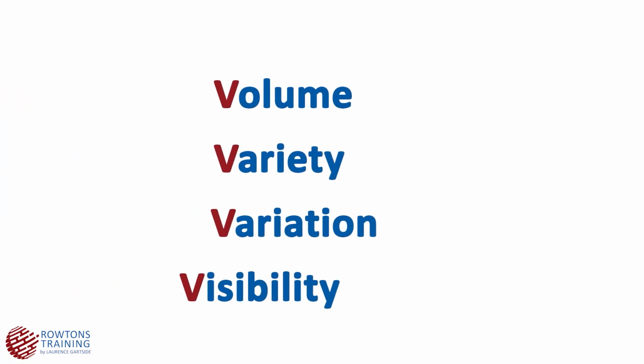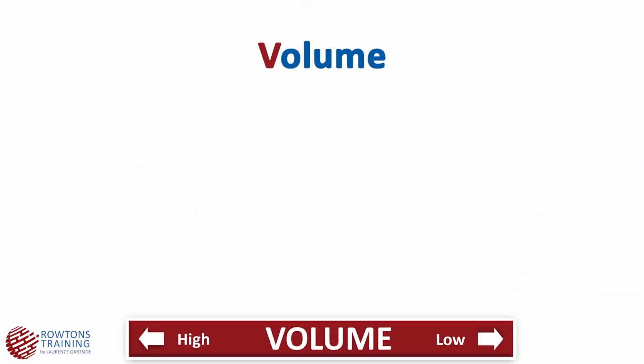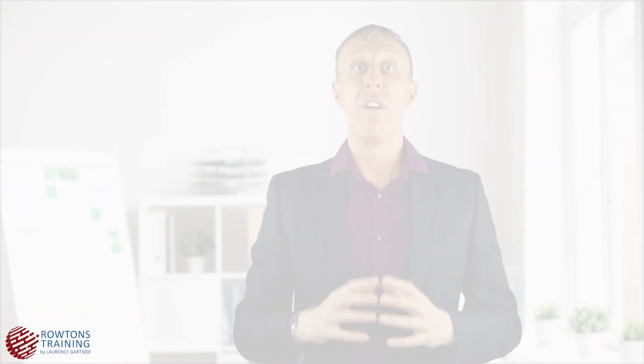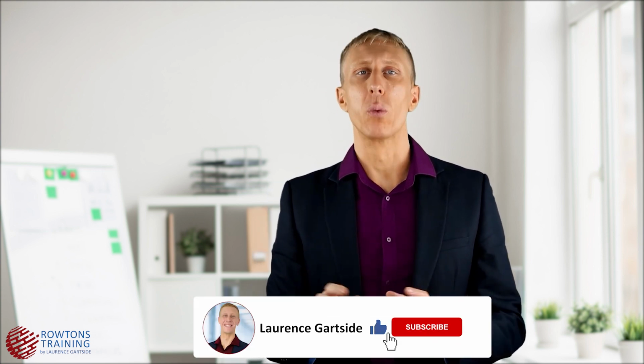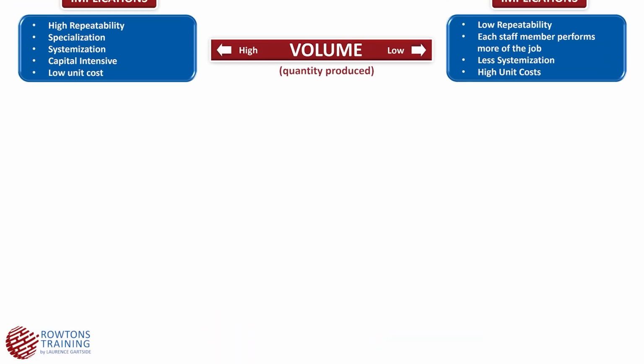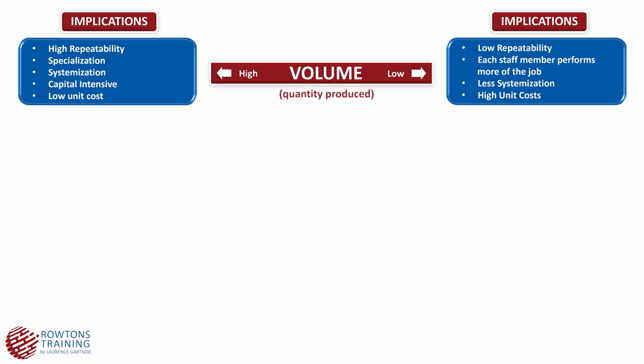So, the 4 V's. First, volume refers to the quantity of products or services produced by an organization. Very high-volume operations, such as a water bottling factory, specialize in mass-producing hundreds of millions of an individual item per year. This is only possible with ultra-specialized processes, equipment, and labor. Therefore, high-volume operations are typically capital-intensive and need expensive equipment to achieve low unit costs, which is their primary competitive advantage.